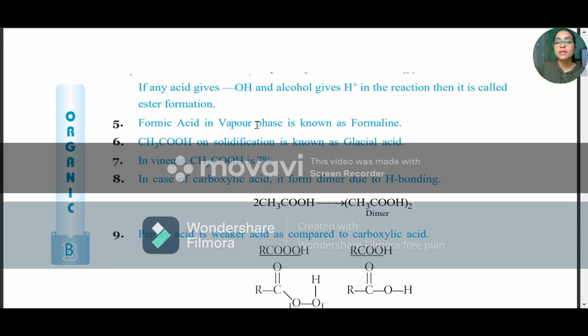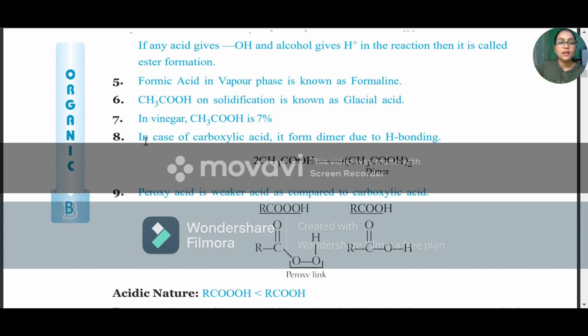Now formic acid in vapor form is known as formalin. CH3COOH on solidification is known as glacial acetic acid. Vinegar, that is CH3COOH, is 7%. In vinegar, acetic acid is 7% and the rest is water. In case of carboxylic acid, it forms a dimer due to hydrogen bonding.